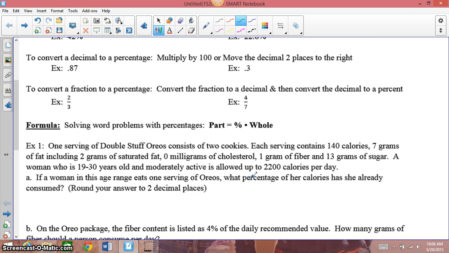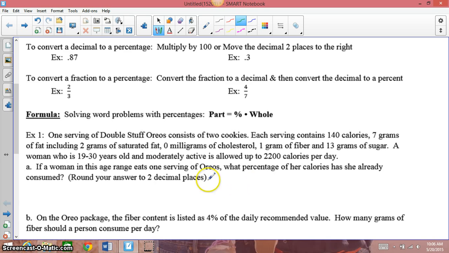First formula, though, that you see here is part equals percent times whole. It's really important that when you are solving for the percent that you always multiply by 100 to get your answer. Otherwise, if you're solving for part or whole, your equation is just going to give you your answer outright. But if you are solving for the percent, you'll always multiply by 100 to get your answer. So I'm going to do part A of example 1 and then move on from there.